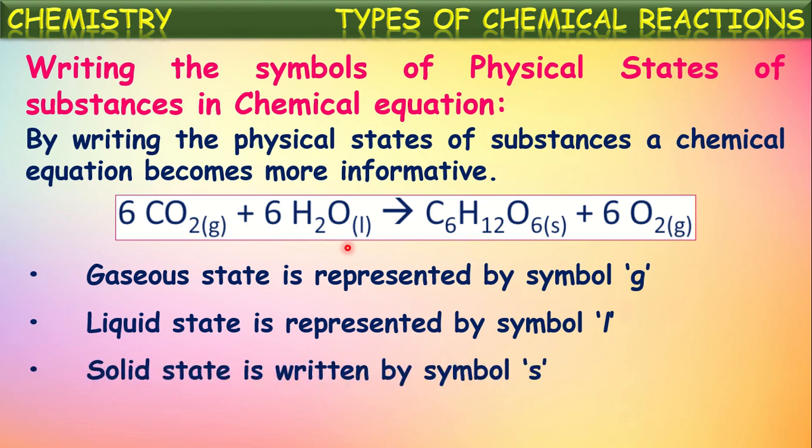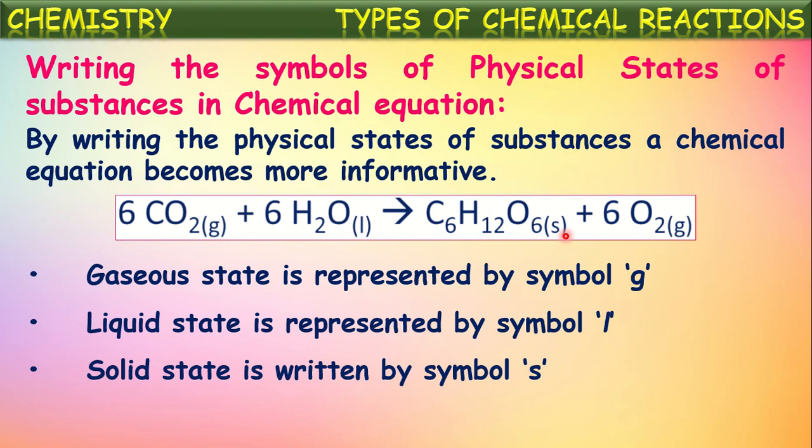And certain solid substances present in a chemical equation are represented by using the symbol S. Solid state is written by the symbol S. See here in the same equation, glucose as a product is in the solid state. So its state is represented by using S beside the formula of that compound. In this way, the physical states of the substances can be represented by using certain symbols. This physical state representation gives some more additional information about the chemical reaction.